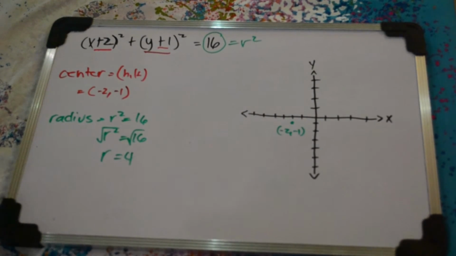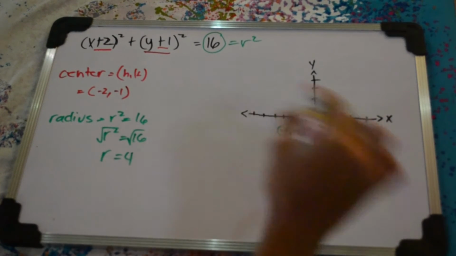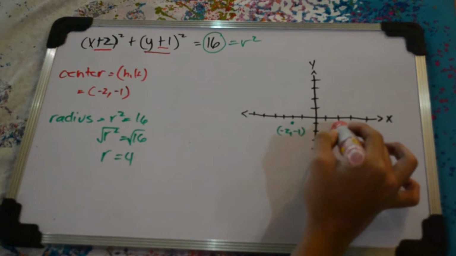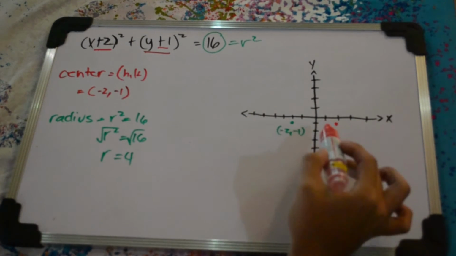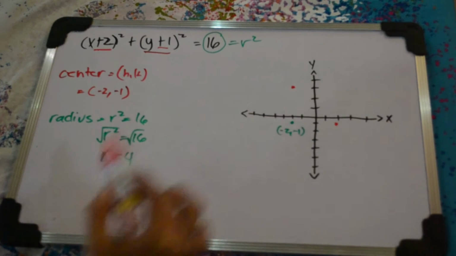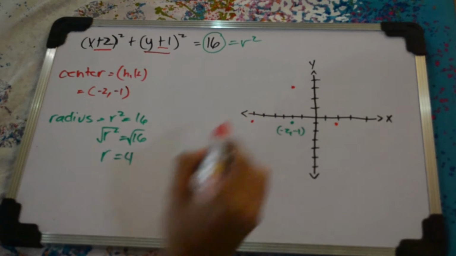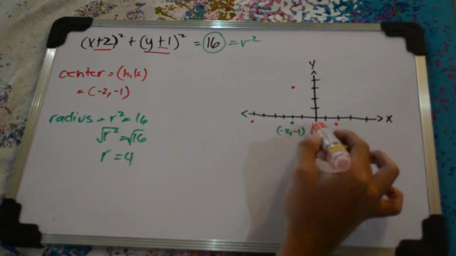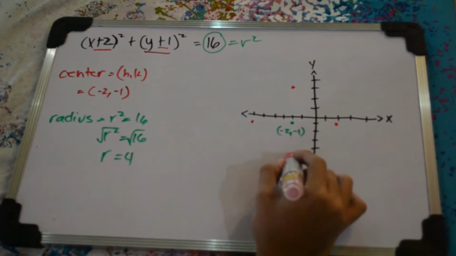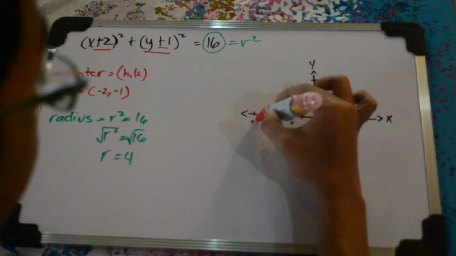Now the radius: you need to count from the center to the right, top, left, and bottom. Counting to the right, 1, 2, 3, 4. This will be it. Then up, 1, 2, 3, 4. This will be it. Then the left and the bottom, 1, 2, 3, 4. This will be it. Now, if you have all the coordinates, you need to trace it.